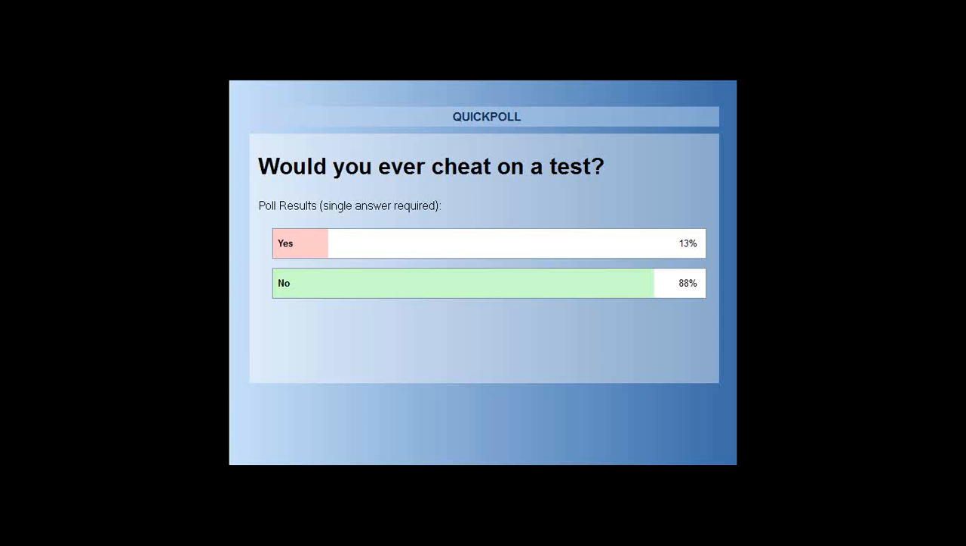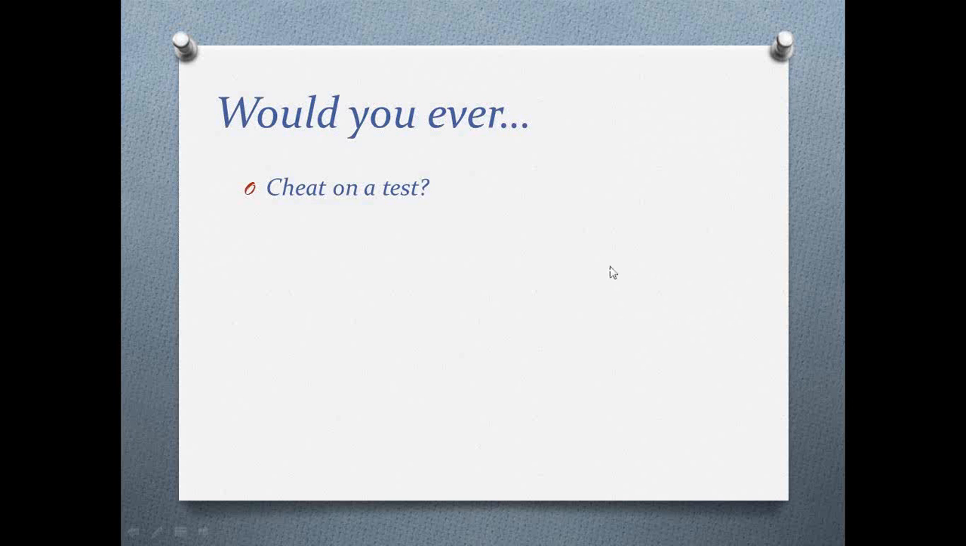All right. So we're going to expand that question to include, what if you knew you wouldn't get caught? So would you ever cheat on a test if you knew you wouldn't get caught? So we're going to launch that question.